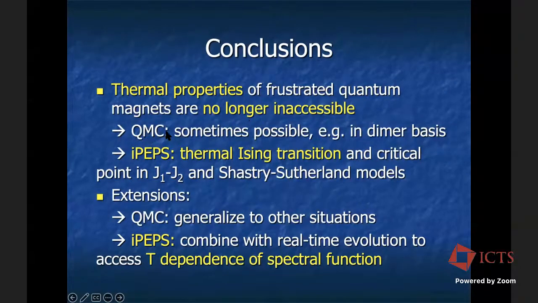Quantum Monte Carlo, I must say, much to my surprise, is really sometimes possible for frustrated magnets and can give a lot of insight. iPEPS is also very powerful. We've been able to identify thermal Ising transitions and the critical point in the J1-J2 and Shastry-Sutherland models. So we are now working on other problems where we expect finite temperature properties to be relevant. To the extent of some extensions, Quantum Monte Carlo is still in general plagued by a minus sign problem, but there are ways around it.